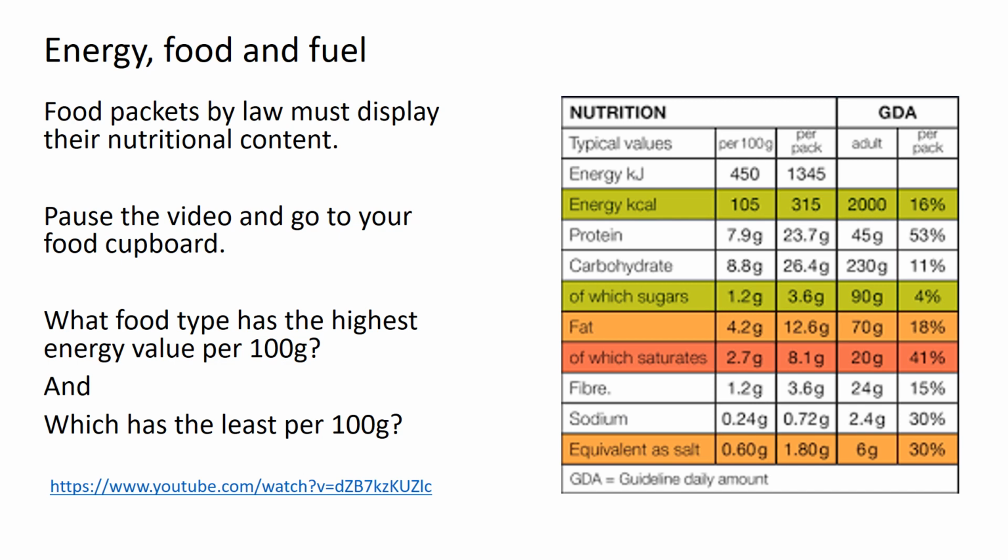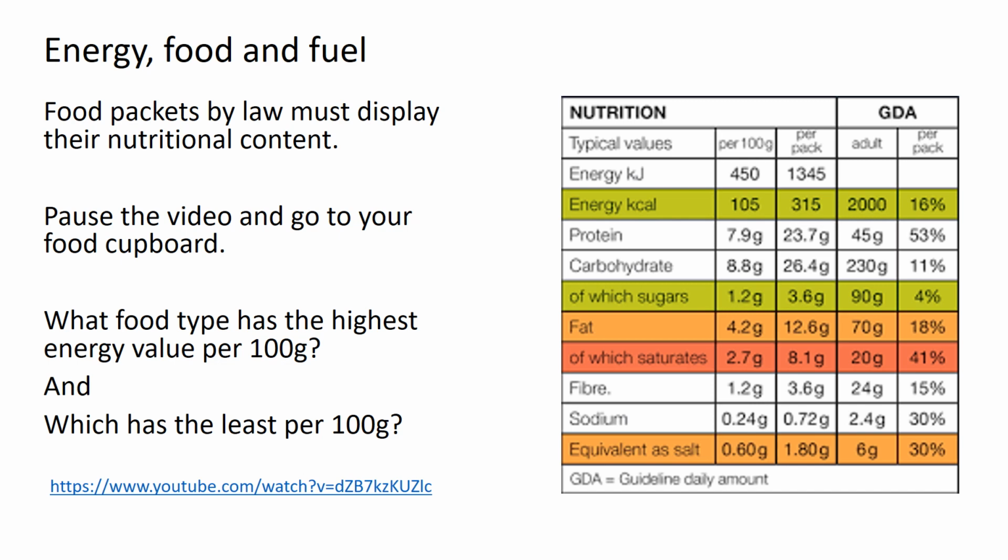Okay, welcome back. I'm guessing that you found out that your crisps are very high in fat per 100 grams and that your baked beans have got lots of carbohydrates in them. And trying to think of a very low fat food that you might have in your store cupboard. Unfortunately, I don't have many in mine. What does that say about me and my diet?